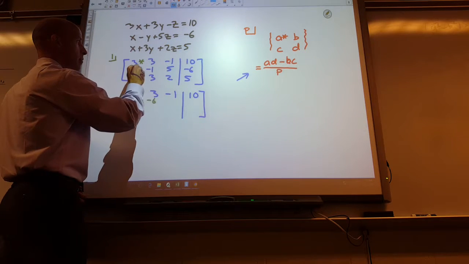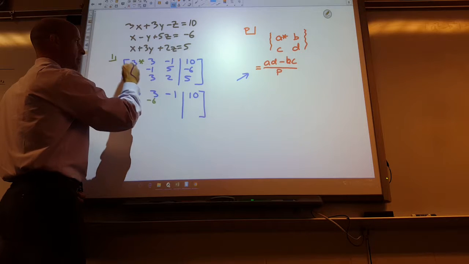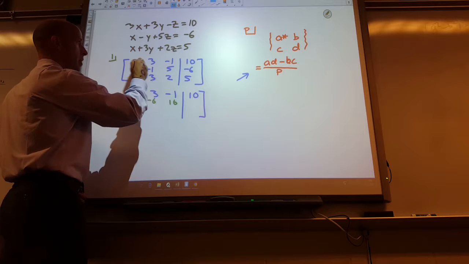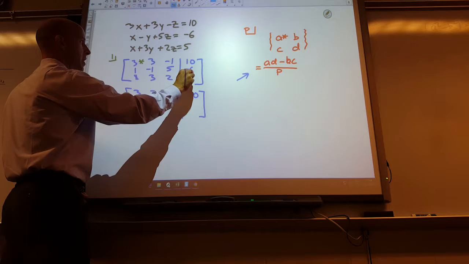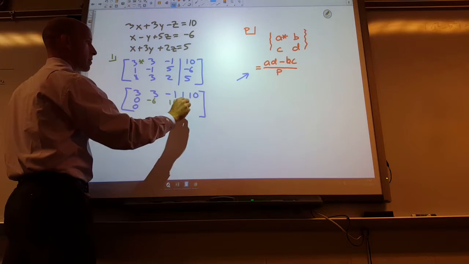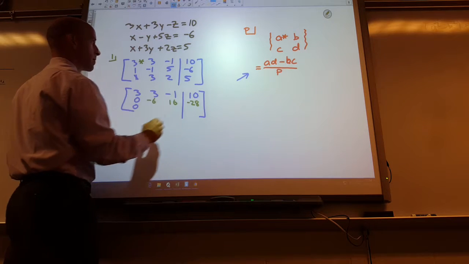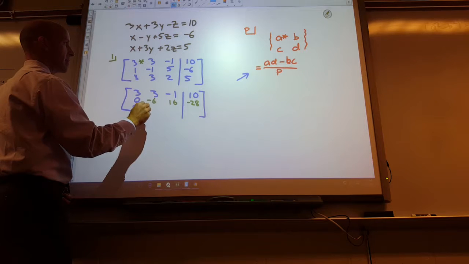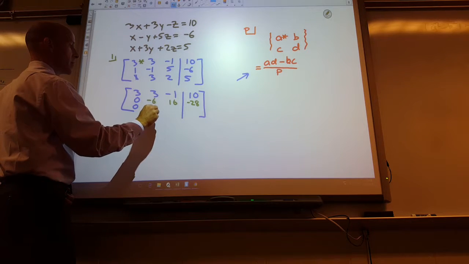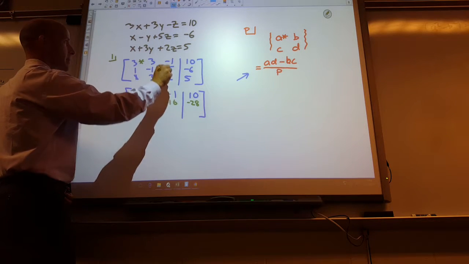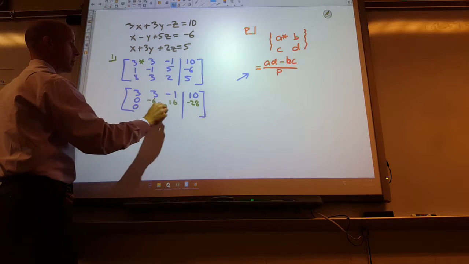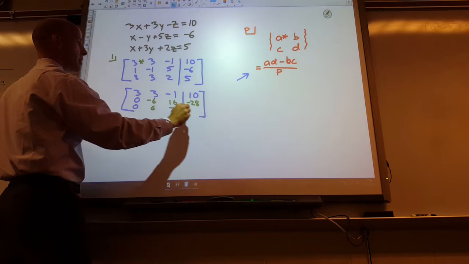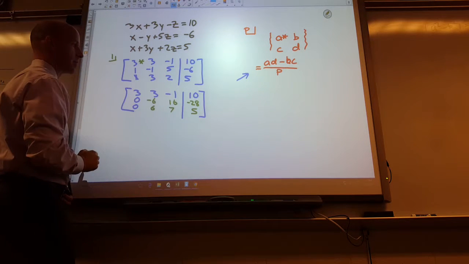15 plus 1, that's 16, divided by 1, so that's 16. Negative 18 minus 10, negative 28. 9 minus 3, that's 6, divided by 1, which is 6. 6 plus 1, so that's 7. 15 minus 10, so that's 5.